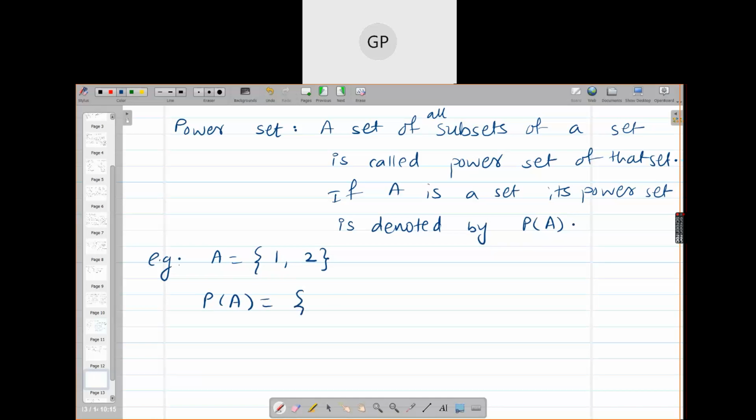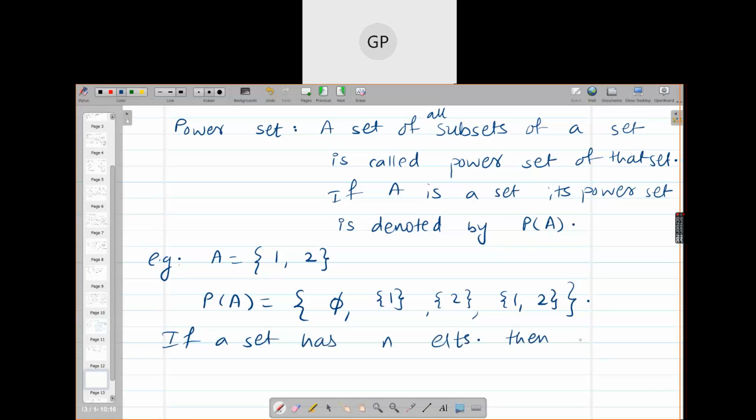Then the power set will be phi, singleton 1, singleton 2, and the set 1 2 itself. So if a set has n elements, then its power set has 2 raised to n elements. Okay, so the set has 2 elements, therefore the power set has 4 elements.